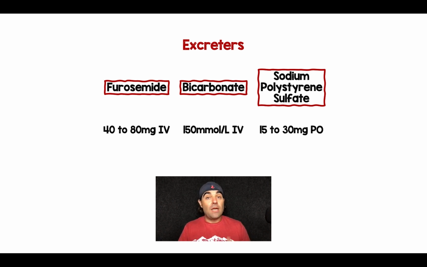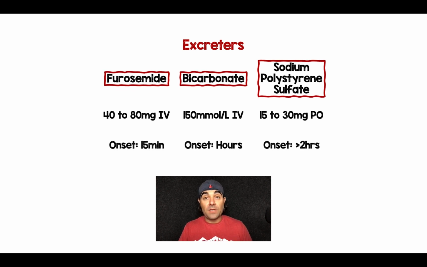For bicarbonate, I'm not talking about amps of bicarb. I'm talking about 3 amps of bicarb mixed in a liter of saline, run as an IV drip. So I'm doing this to buy me time till I can get to definitive care. And for the Kayexalate, I almost never use this. There are case reports of colon necrosis, and the effect, as you'll see in a minute, is so slow that I don't find it very helpful in the acute setting. But it's 15 to 30 milligrams PO in patients that can tolerate PO.